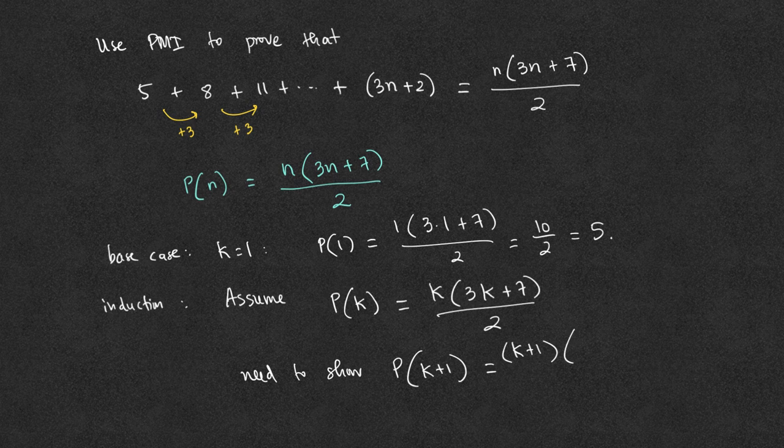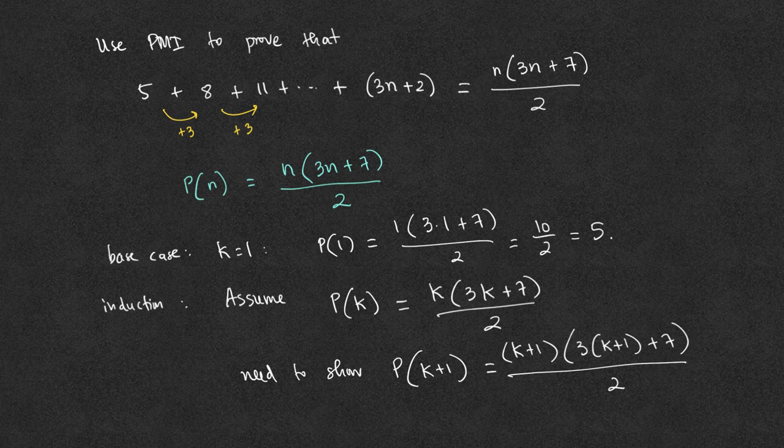(k + 1) times (3 times (k + 1), don't forget the parentheses around k plus 1, plus 7) over 2. We will need to show that the sum of the k plus 1 terms is (k + 1) times (3(k + 1) + 7) over 2. Again, this is not true yet. We still need to show this. What this induction step is saying is: assume that the statement is true for any k, show that it is true for the next, k plus 1, term.